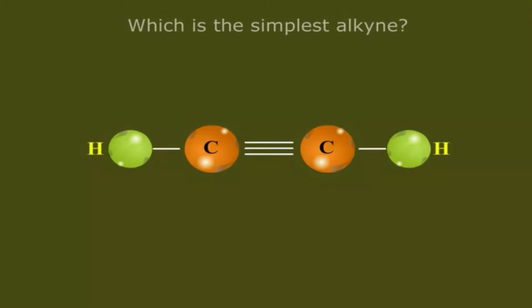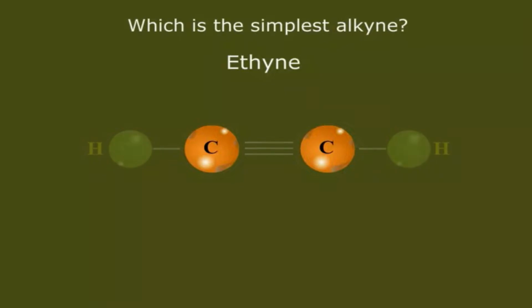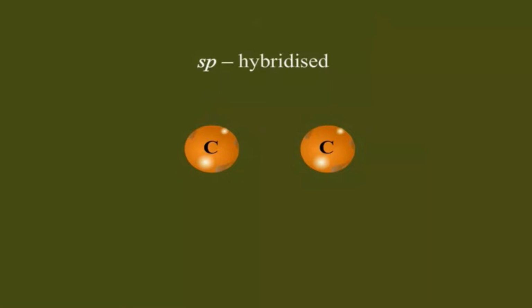Can you tell me which is the simplest alkyne? That's right, it's ethyne. Both the carbon atoms present in ethyne are sp hybridized. The sp hybrid orbital of one carbon atom axially overlaps with the similar orbital of another carbon atom, and it forms a carbon-to-carbon sigma bond.